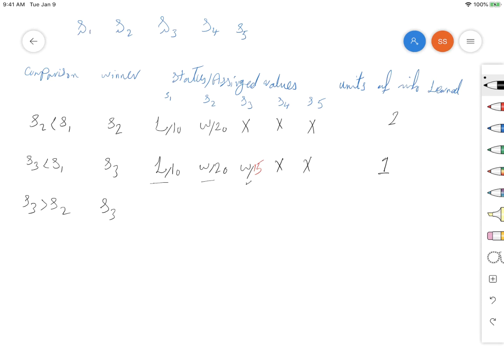So what happens? There is no change on the status of S1, no new information about S1. Now because S2 lost this comparison to S3, its status will change from W to WL. So it means that it already won a comparison and already lost a comparison. So what we found so far is that S2 cannot be the largest number or the smallest number because it has a win and a loss.